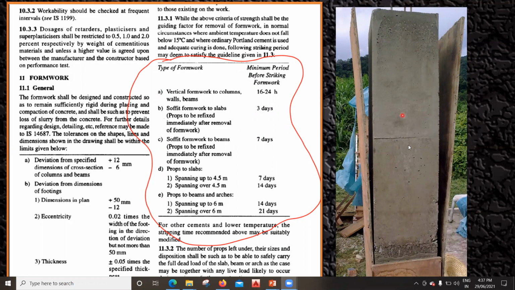Suppose if it is a slab, then immediately the next day we will not take out the slab centering. We have to do curing for a minimum of 14 days, and after 14 days you can remove all the slab centering plates. So those things are given in the code book, you can read down here also. When ordinary Portland cement is used, and adequate curing is done, the following striking period may be deemed to satisfy the guideline given in 11.3, right? So this is how it goes. If your curing is good, then early formwork removal can happen.